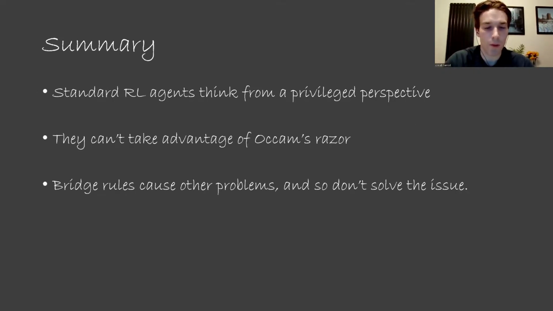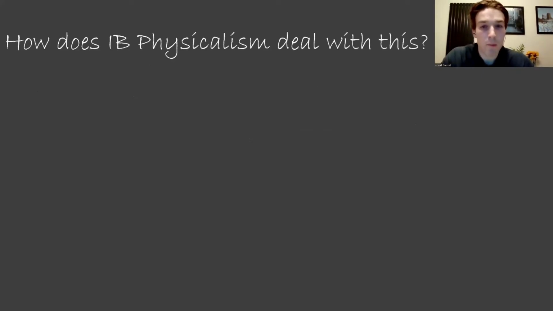So to summarize the last few slides, standard reinforcement learning agents think about the world from a privileged perspective. This makes it hard for them to reason about the world effectively, and it makes it hard for them to take advantage of Occam's razor. They could use physical theories, but in doing this, they have to specify bridge rules, which causes other problems, and so this isn't really an adequate way to solve the issue. So that's the problem of the Cartesian boundary and the privileged perspective.